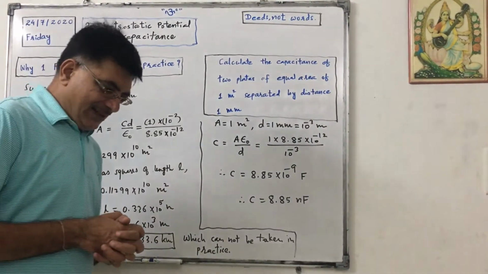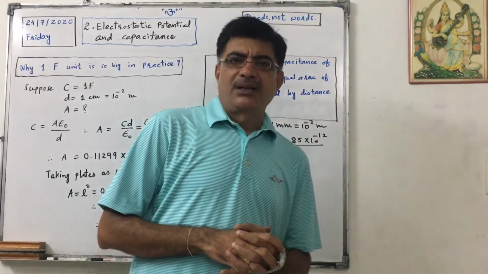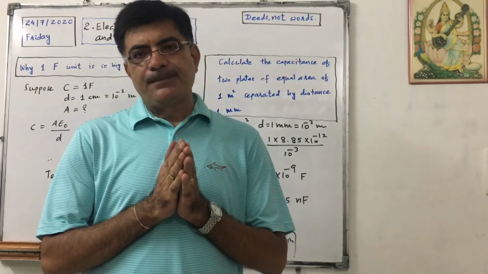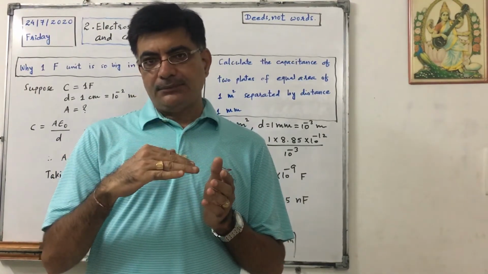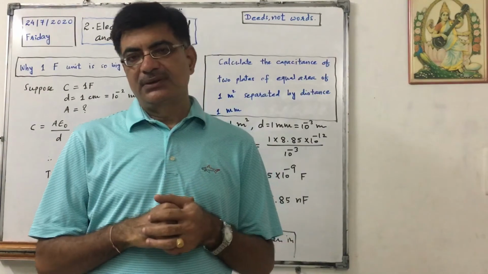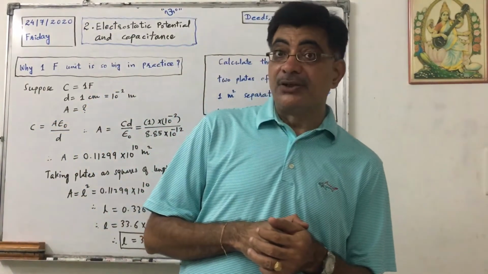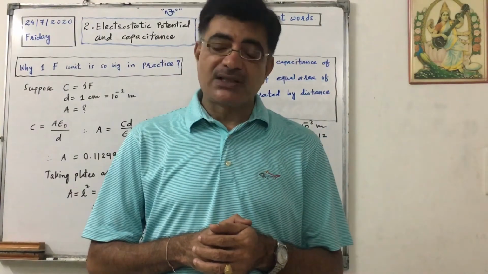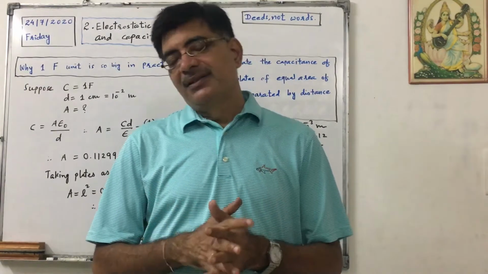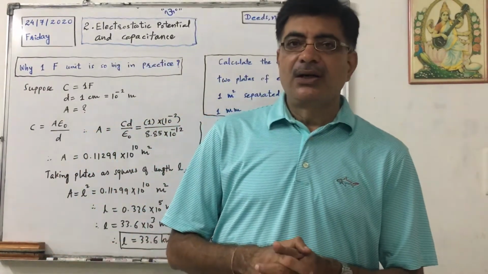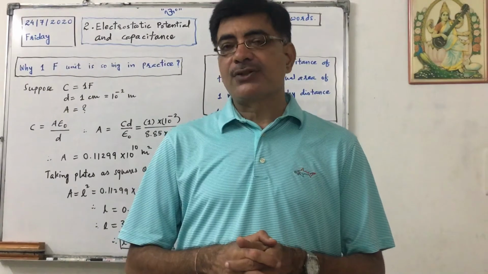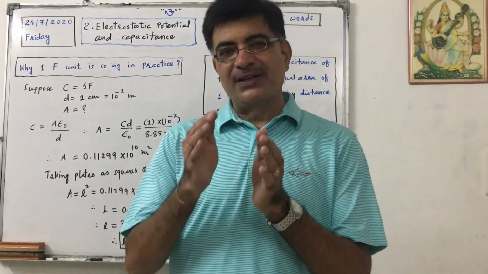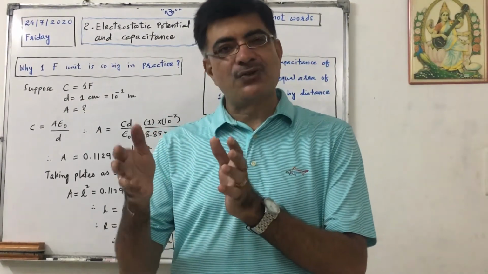Dear students, as we mentioned yesterday, the SI unit of capacitance is coulomb upon volt, or farad. But farad is not a practical unit. In practice we use microfarad, that is 10 raised to minus 6 farad, or nanofarad, that is 10 raised to minus 9 farad, or picofarad, that is 10 raised to minus 12 farad, which can be said as micro-microfarad, because 10 raised to minus 6 into 10 raised to minus 6 is 10 raised to minus 12.